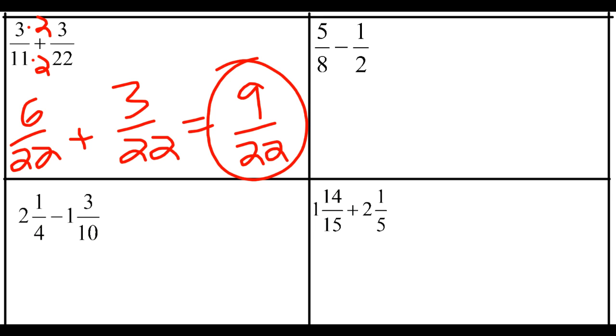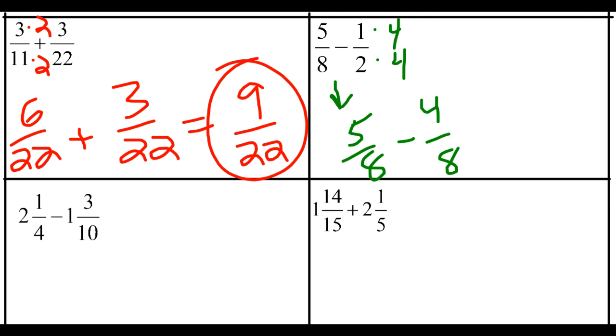Moving over to the right, 5/8 minus 1/2, the least common denominator of 8 and 2 is 8. So 5/8 stays the way it is. 1/2 is the same as 4/8. We can either multiply numerator and denominator by 4, or just know that 4 is half of 8. So 1/2 is the same as 4/8. And therefore 5/8 minus 4/8 is 1/8. And that is the answer to 5/8 minus 1/2.